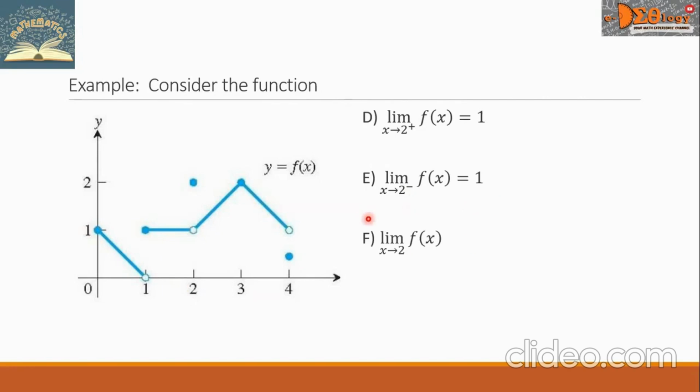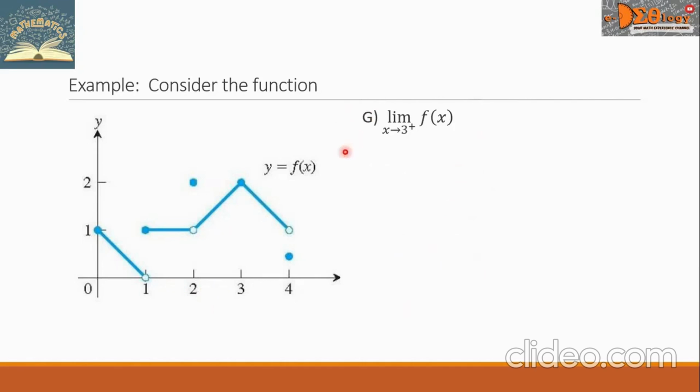Now, example F, the limit of f of x as x approaches 2. This time, this is a two-sided limit. So we will compare the values of the right-hand limit and the left-hand limit, and we can see that they are equal. And the value is 1. We will just simply copy this value and we will write it here. And that is the answer.